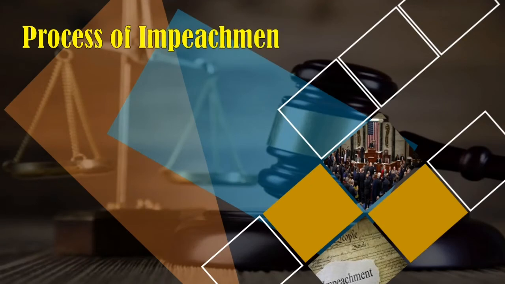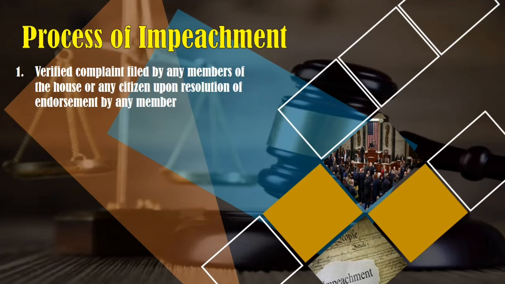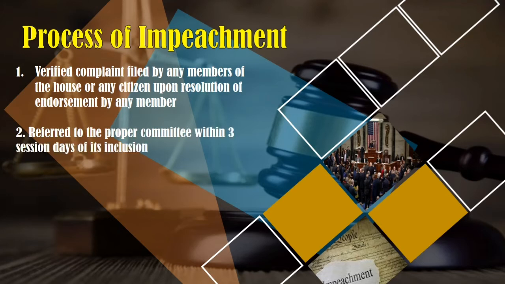Now we have the process of impeachment. But first, let's have a brief definition of impeachment. When we say impeachment, class, this is a charge of misconduct made against the holder of a public office. So, speaking of the process, first is a verified complaint filed by any member of the House or any citizen upon resolution of endorsement by any member thereof, included in the order of business within 10 session days. And then second, this complaint is referred to the proper committee within 3 days of its inclusion. And if a verified complaint is filed by at least 1/3 of its members, the same shall constitute the articles of impeachment, and trial by the Senate shall forthwith proceed.